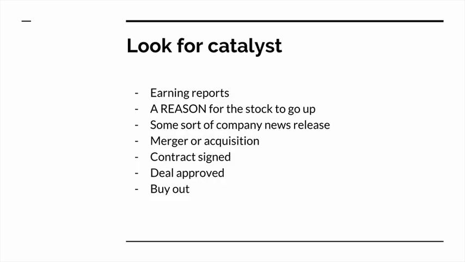The second indicator is to always look for a catalyst. So what is a catalyst? It's something that will spike the stock up. This could be an earnings report, just a strong reason, like a press release for the stock to go up, some sort of company news release, like they had a new partnership, they have some sort of buyout, some sort of merger, or they signed a new contract, or the FDA approved something. Bio stocks and healthcare stocks are always going through trials, and something got approved and it's on the news.